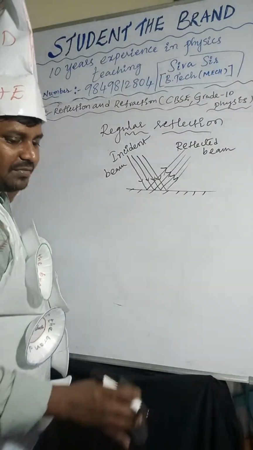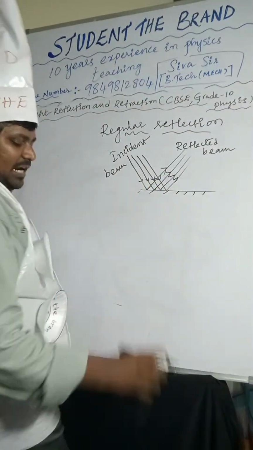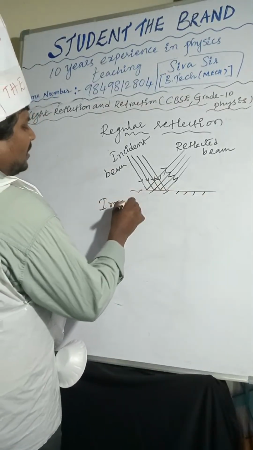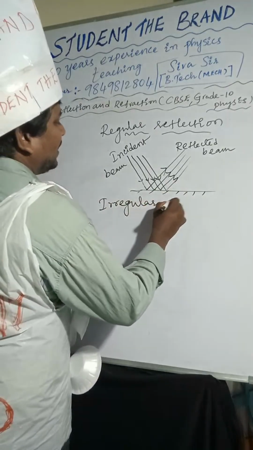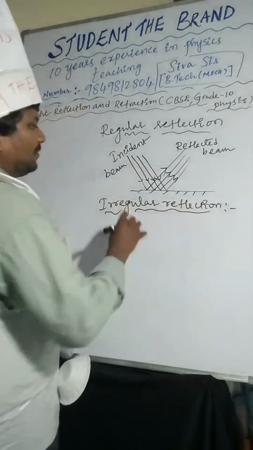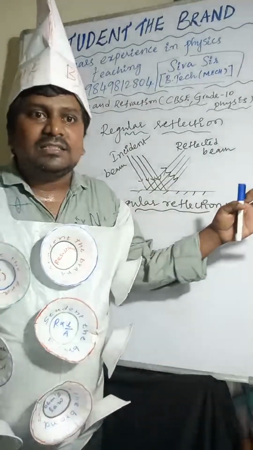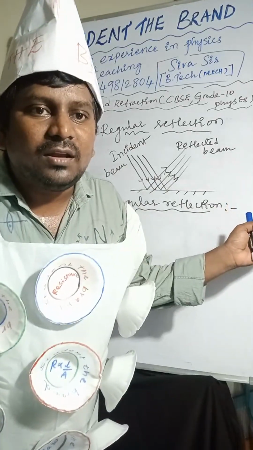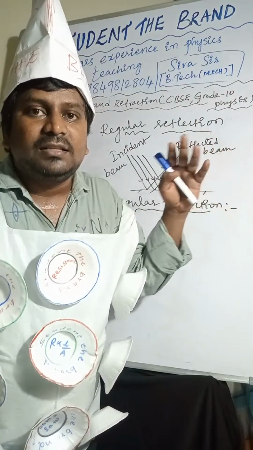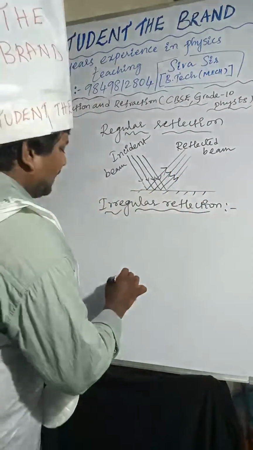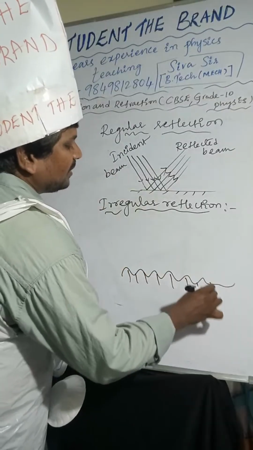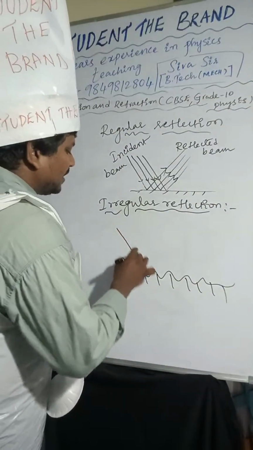Irregular reflection. Come on. When incident light rays fall on it, I am taking here the plane surface, and these are irregular surfaces. This is the irregular surface.